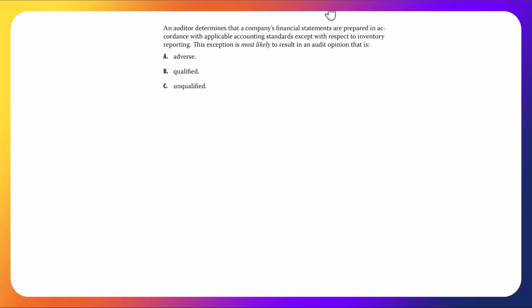An auditor determines that a company's financial statements are prepared in accordance with applicable accounting standards, except with respect to inventory reporting. This exception is most likely to result in an audit opinion that is... well, we can't say unqualified, because then they would all be fine. If there's an exception, it's not unqualified. It's certainly qualified. It's not adverse because they've said the statements are prepared in accordance with applicable accounting standards, except for one area. If it were adverse, they'd say, look, they're all wrong. You can't rely on them at all. So it's got to be B.